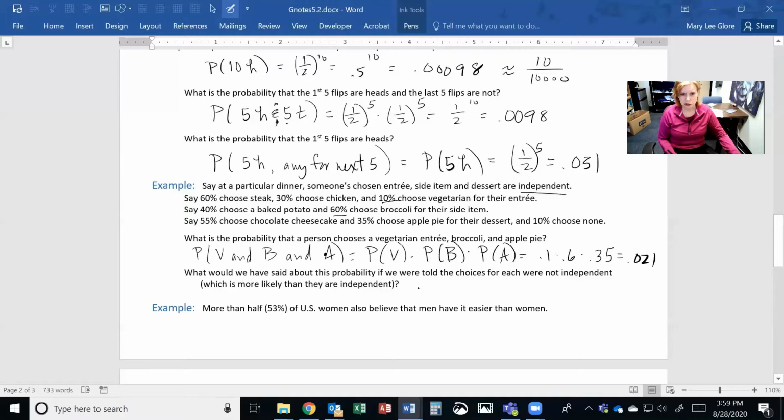I would need more information to calculate that probability. I would need to know, given that you would choose a vegetarian meal, what's the probability you choose broccoli? Maybe for this group of people, maybe 85% would choose broccoli. And then for people who chose vegetarian and broccoli, maybe the probability they choose apple pie is a little bit bigger, or maybe it's less. But I would have to know those other probabilities to answer this question.